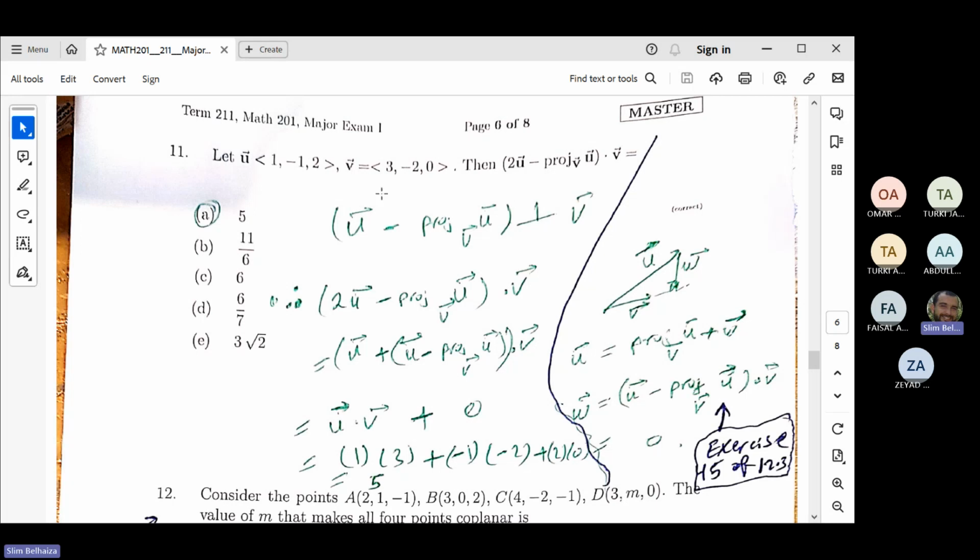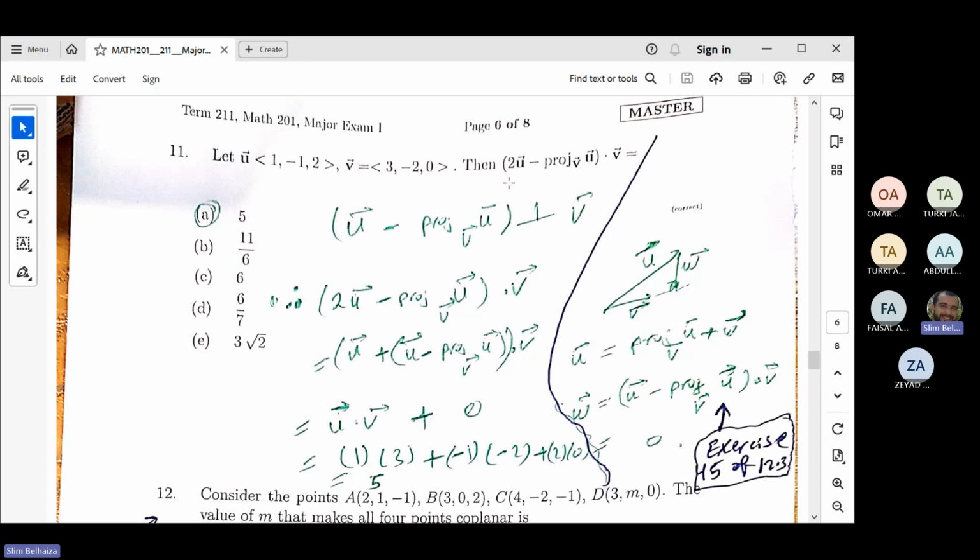Right. Now, which section is that? I think it's section 11.3, in the current textbook. So we have u in question 11, which is 1, negative 1, 2, and v is 3, negative 2, 0. We want 2 times u, that's easy, minus the projection of u onto v, that's something I know, all dot v. So we need to prepare this vector first.